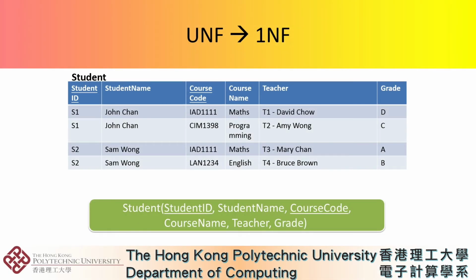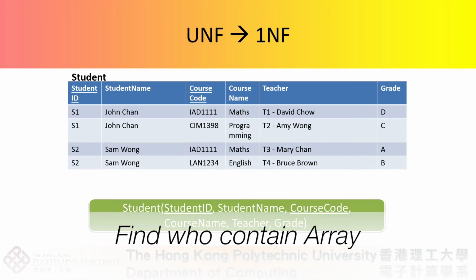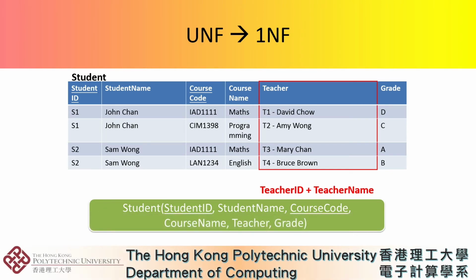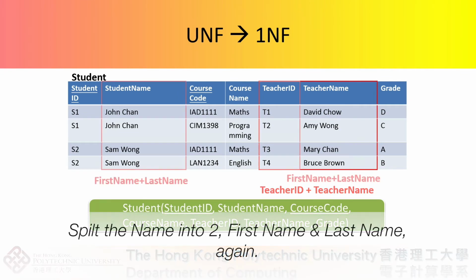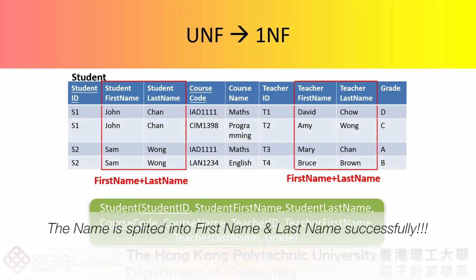And then find the column containing arrays. In this table, the teacher column contains arrays, teacher ID and teacher name. And you should reconstruct this column. It is better to split the column name into two, first name and last name. And this is the table in 1NF.